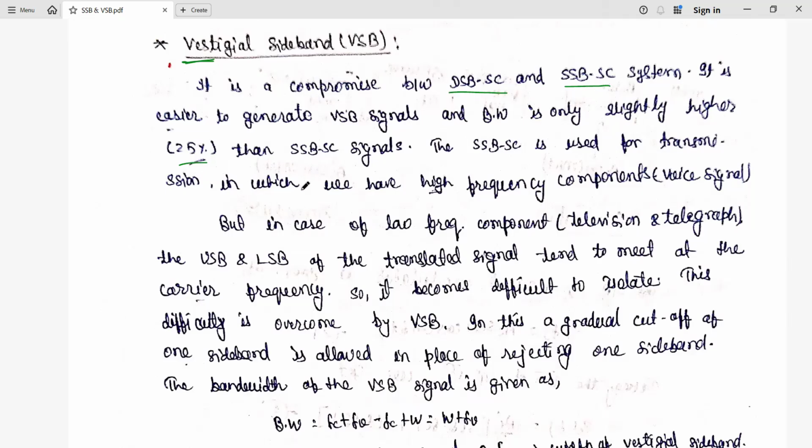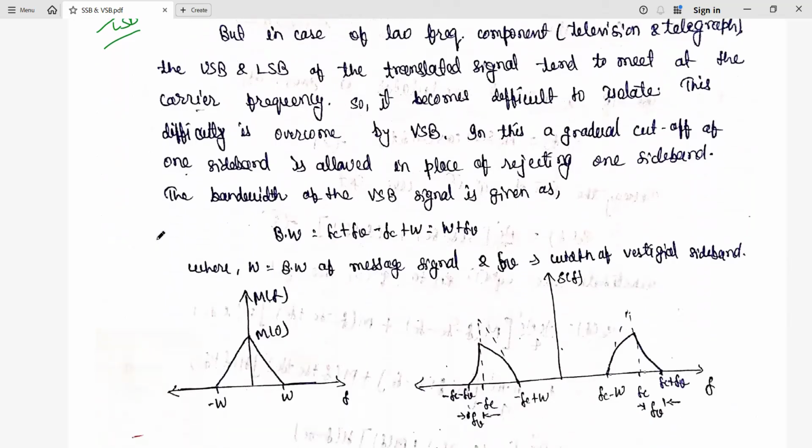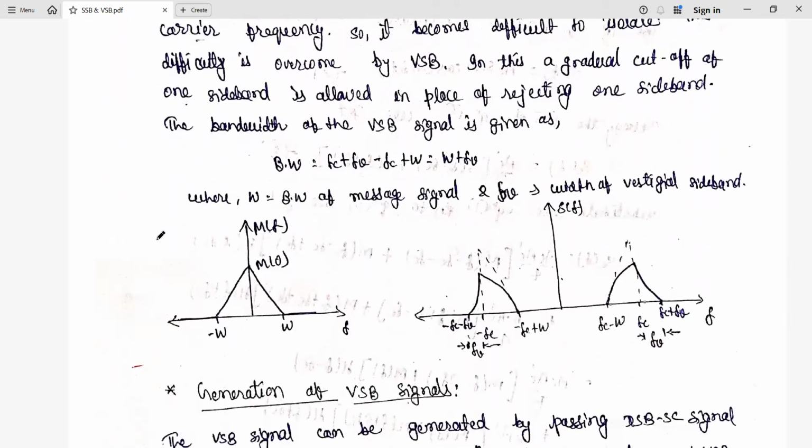You have seen that SSBSC is used for transmission of high frequency components like voice signals. But in the case of low frequency components, the USB and LSB are going to overlap. They are going to meet at the carrier frequency, and then it becomes difficult to isolate the USB and LSB signals separately. This problem we are going to solve with the help of VSB, where one sideband is allowed in place of rejecting it.